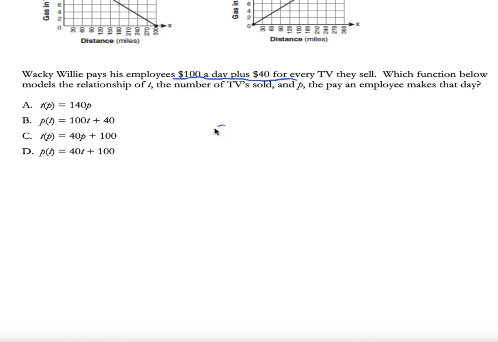Now, if we go here with Wacky Willie, they give us everything. They said it's $100, and I know I'm writing this backwards, $100 plus $40 for every TV. So if you sell one TV, it's going to be $40 plus 100, which will be $140. If you sell 2 TVs, that's $40 times 2 plus the $100 for the day. So we're looking for something that looks like this.